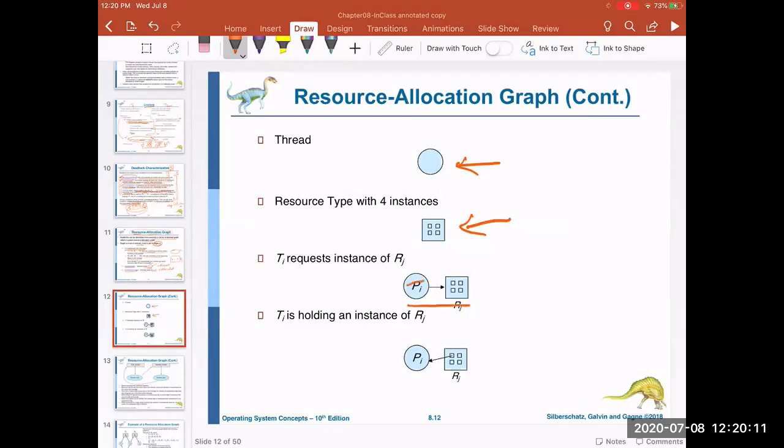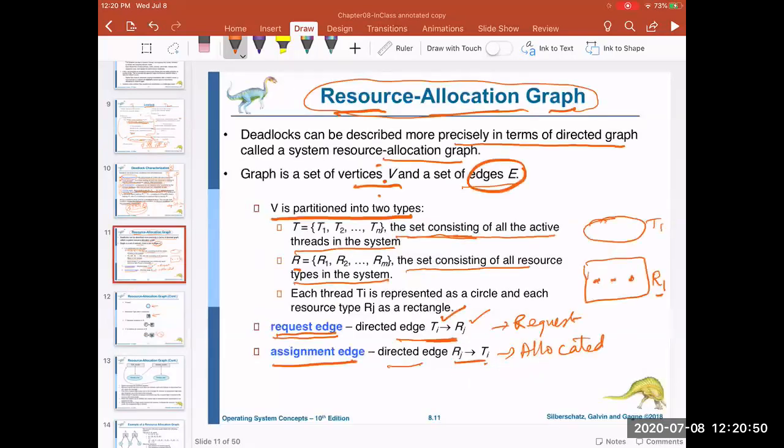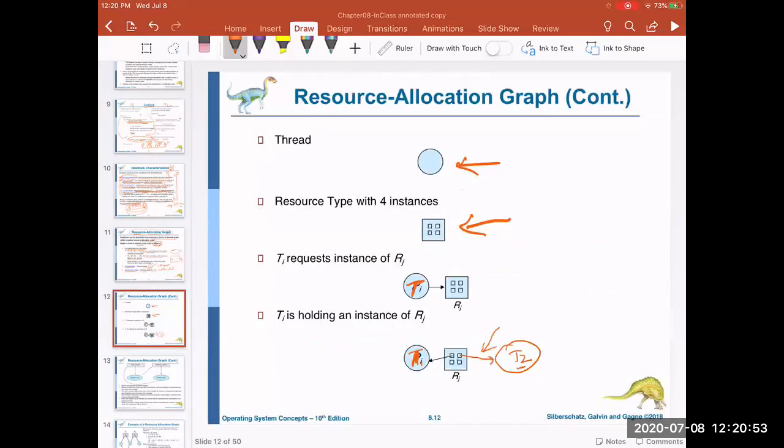Now whenever a thread requests an instance, we represent it like this. Whenever it is basically allocated, you can see here one instance is allocated. Let us suppose there is another thread which is requesting and gets allocated, so now I can make it like this. The edge coming from the instance to that particular thread is called allocation, or we can call it an assignment edge. This has been assigned, and this has been assigned.